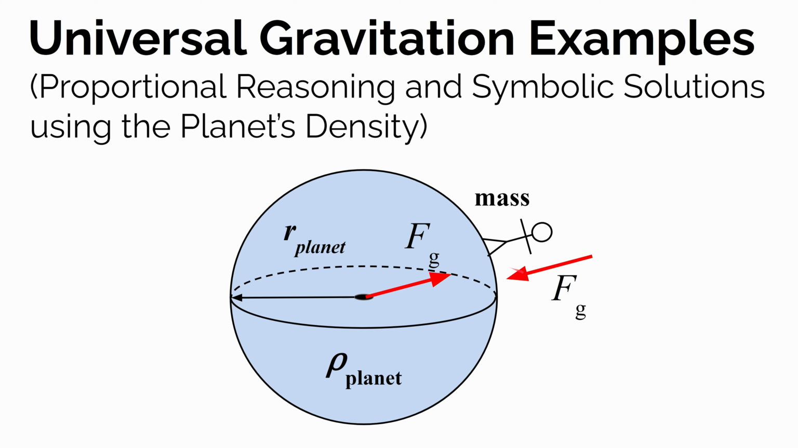In this video, I want to show you how to use Newton's law of universal gravitation to think through the size of the force of gravity on somebody standing on a spherical planet if you're given the planet's density and its radius, how big it is, rather than given its mass. I'm going to first show you how to use proportional reasoning to think that question through, and second, show you how to use a symbolic solution to answer that same kind of question.